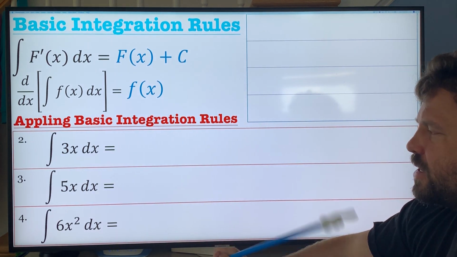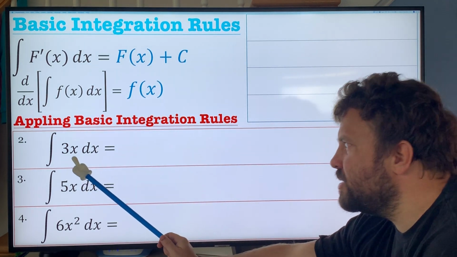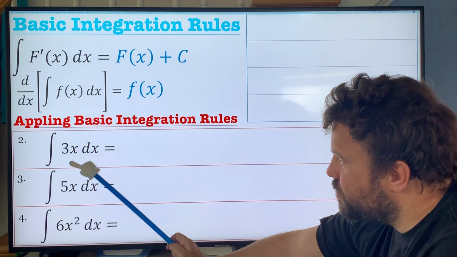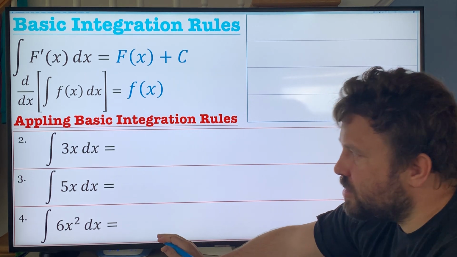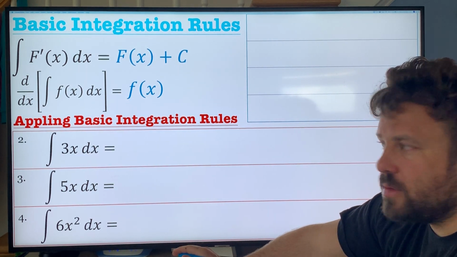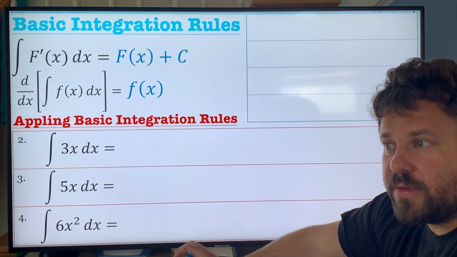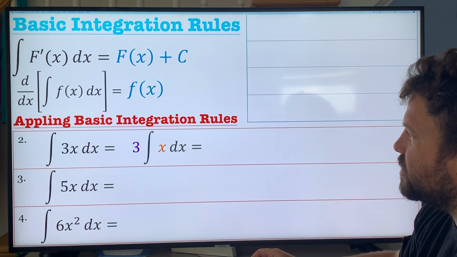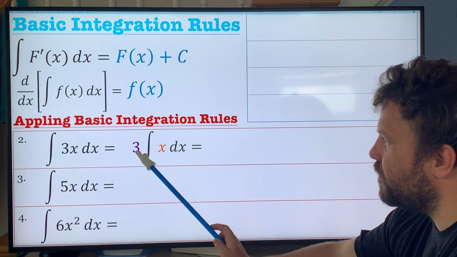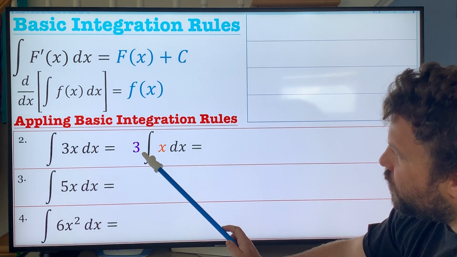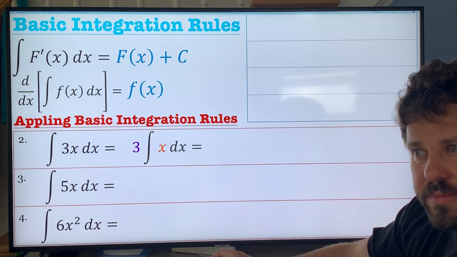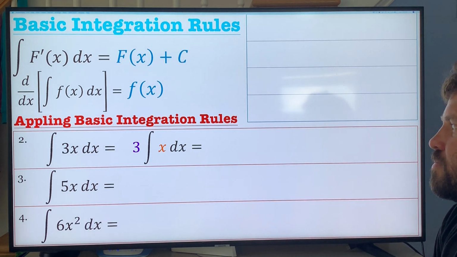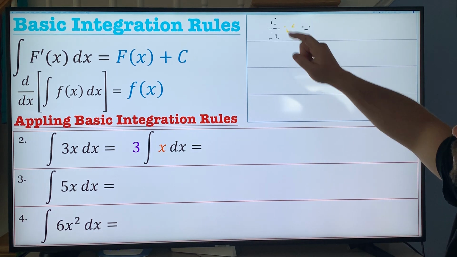integral of 3x. So what we think of in our head is, what number gives you 3x? All right. 3x is the derivative, so that's your answer. So what number did we start with? So work your way backwards. What you can do is pull out the constant. That makes it easy. What is the integral of x? So the integral of what gives you x?